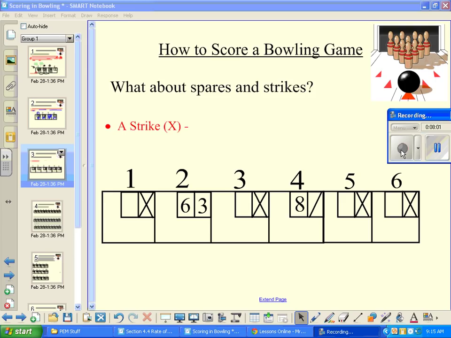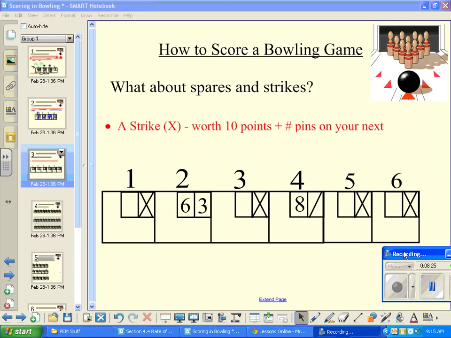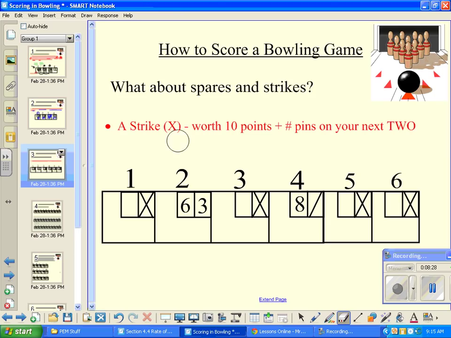Well, if spares are good, strikes must be better, because strikes mean you got all the pins down in just 1 throw. Spares mean you got all the pins down in 2 throws. Strikes mean the very first shot you walked up there, you got all 10 pins down. So how are strikes scored? They must be a better bonus for you. Strikes are 10 points, because you got all 10 pins down that frame. But you get to add in the next 2 throws. I think I've got it kind of covered up here, but you get to add in the next 2 throws when you're bowling. It doesn't necessarily mean the next 2 frames, but just the next 2 throws. The next 2 times you release the ball, you add both those totals onto the 10, and that's how much the strike you got is going to be worth.